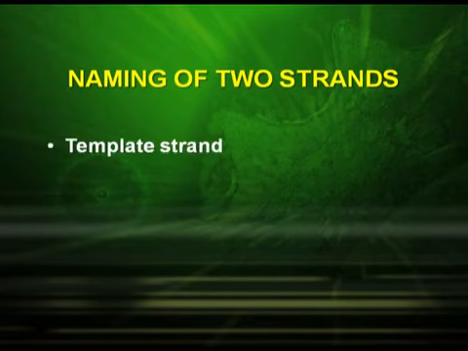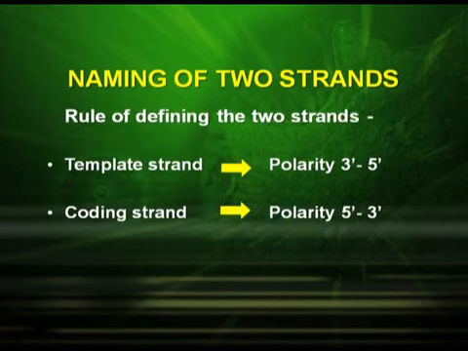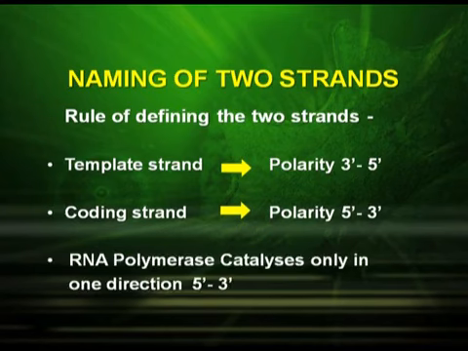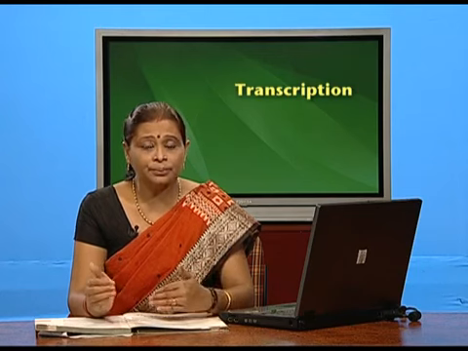Now since we know that the DNA has two strands, how are we going to name the two strands? The two strands are named the template strand and the coding strand. So what is the rule of defining the two strands? Now we know the DNA has antiparallel polarity, 5' to 3' and 3' to 5'. The RNA polymerase transcribes in the direction 5' to 3'. So therefore the template strand is the one which has the polarity from 3' to 5' and the coding strand has a polarity from 5' to 3'.